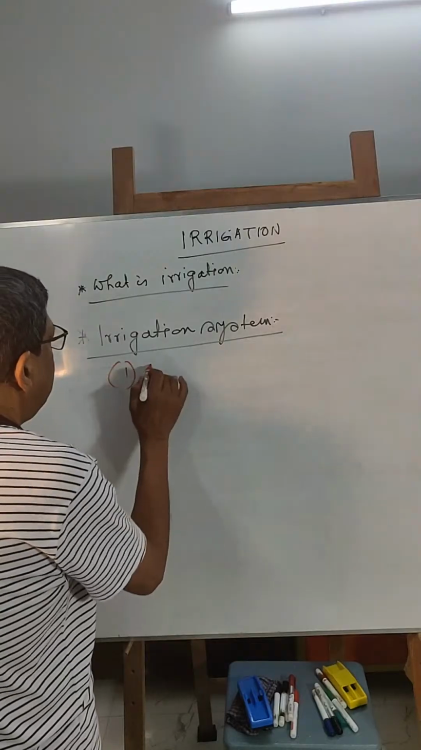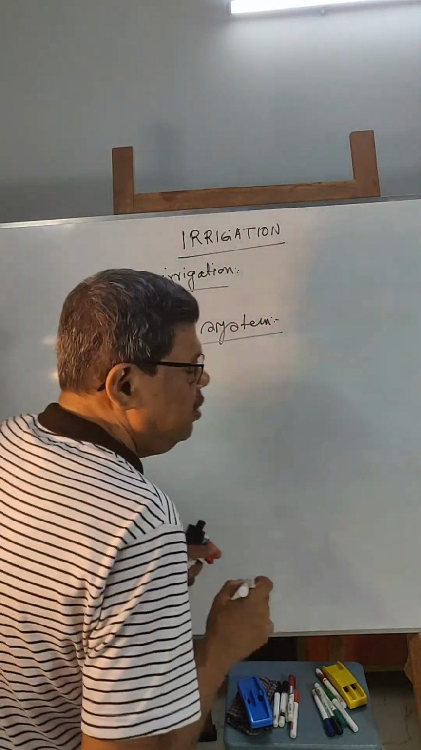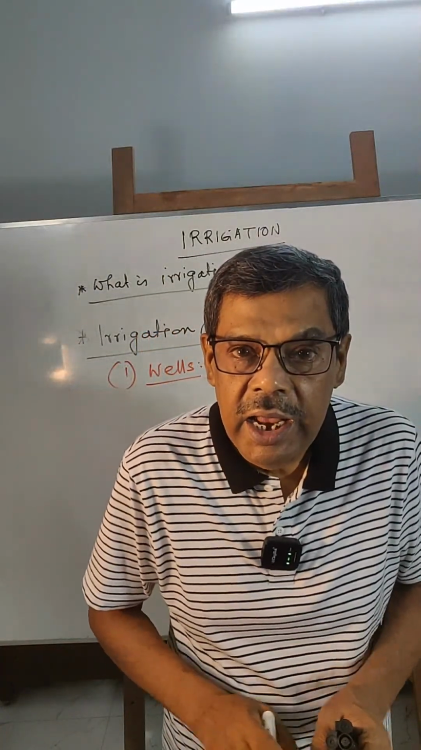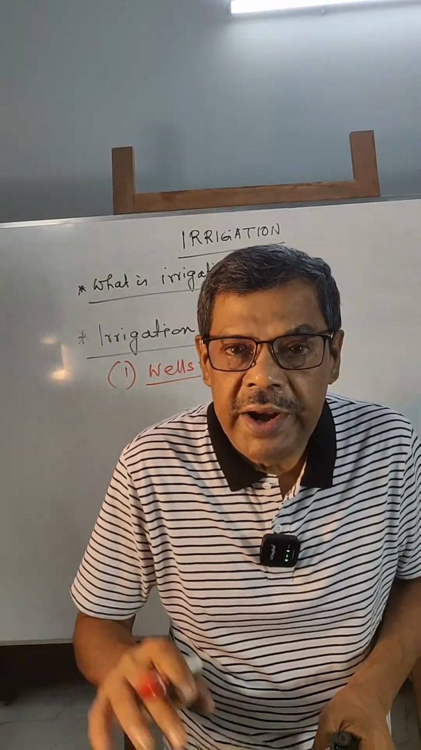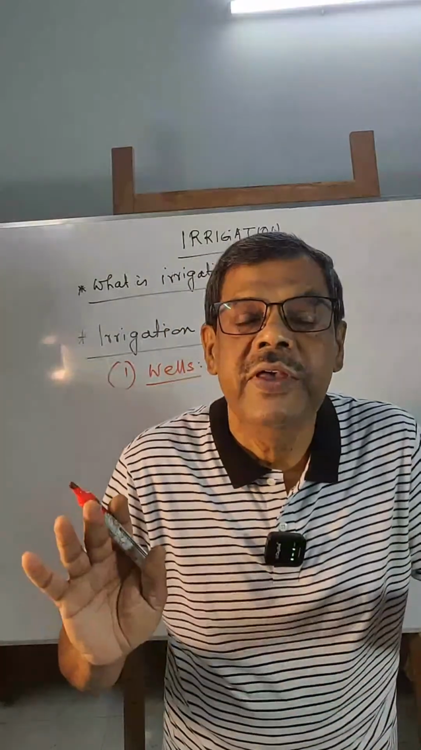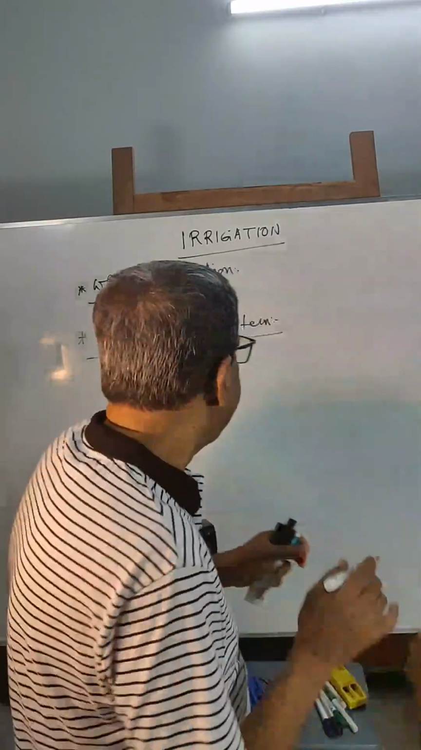First of all, number 1, wells. These are shafts dug into the ground that reach the water table, and this is the source of water. Wells are of 2 types.